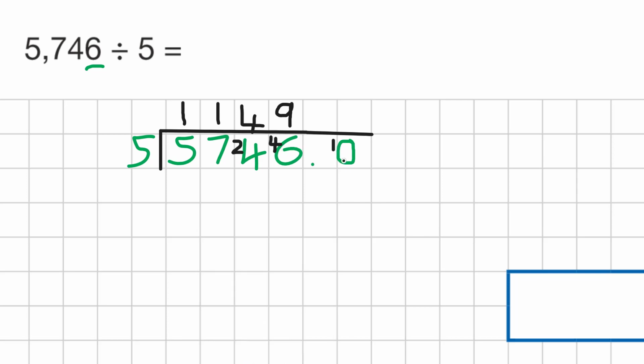My remainder is going to go now next to this 0. I need to put a decimal point above this decimal point here. And 5 into 10 goes 2 times. And that's how I get my answer. So my final answer is 1,149.2. So like I mentioned, if you're not sure how to divide interpreting remainders as decimals or fractions, then check out my SATs number calculation ebook. It goes through all of these different methods.